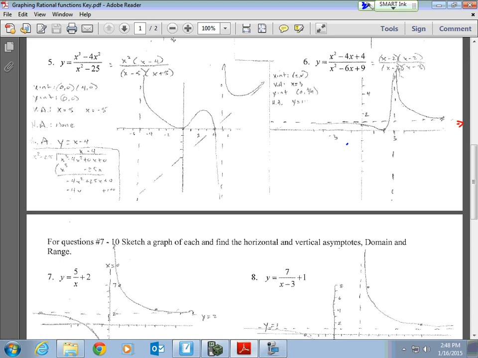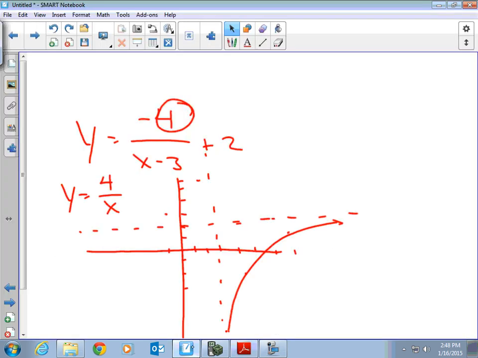Next, vertical asymptotes. The values for x that make the bottom 0, which would be 5 and negative 5. Horizontal asymptote. If the degree of the top is larger than the degree of the bottom, there is no horizontal asymptote. There's a slant asymptote, and so I do long division. I'm going to jump to a new page and do that long division so you can actually see it done.